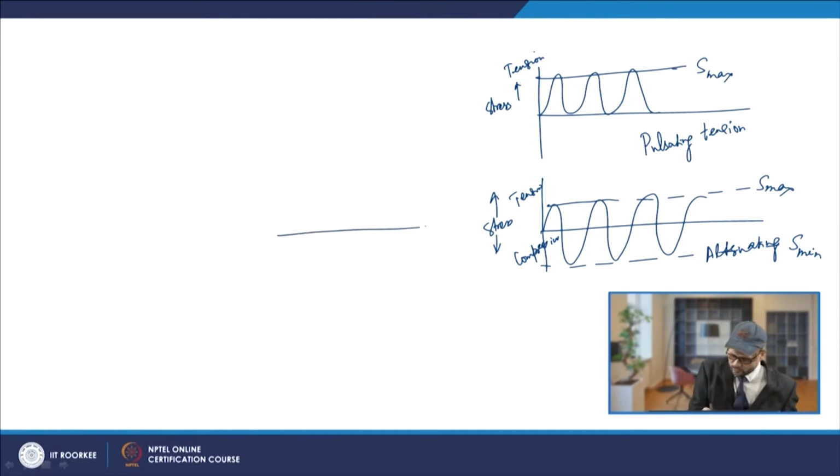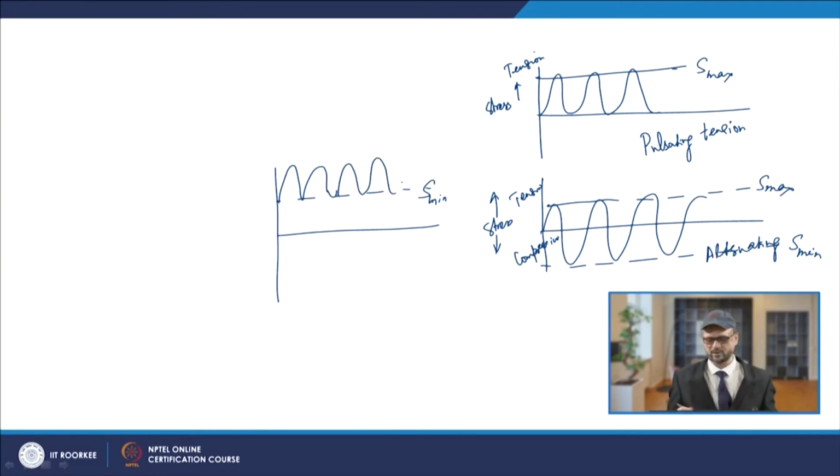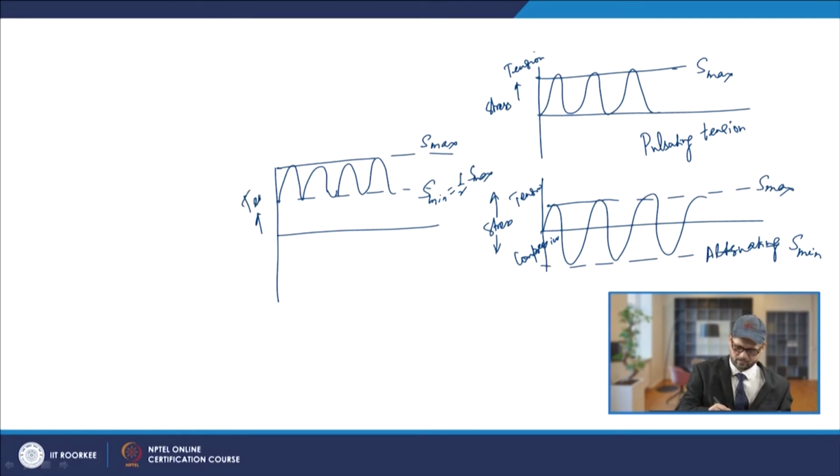Then you may also have cycles where you have some value, that is S min, and it starts from here. So basically it goes like that. This is your S max. So S min is basically half of S max. In this case you have only tension. So the stress is only tensile, and this is known as the half tensile.